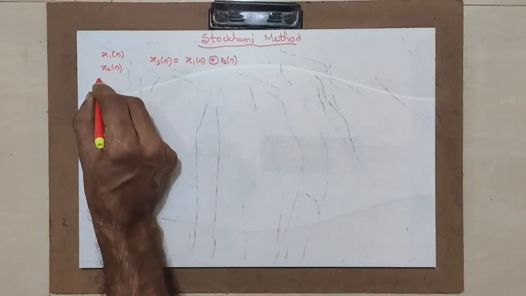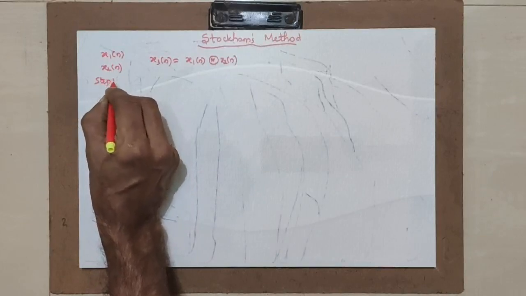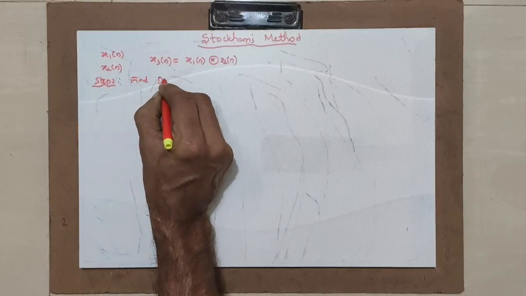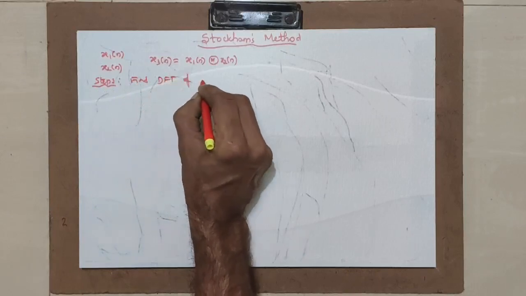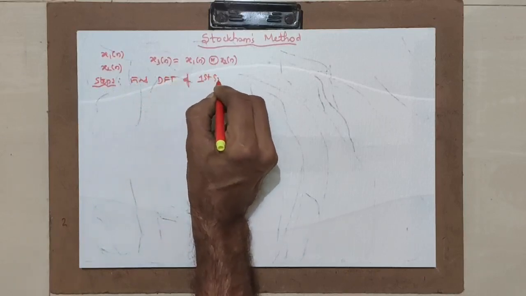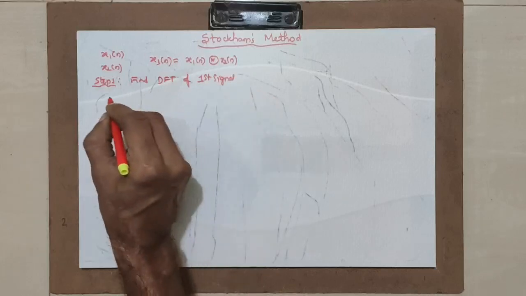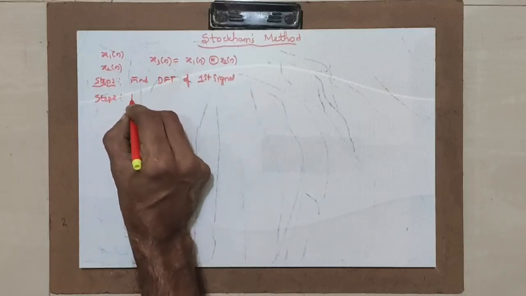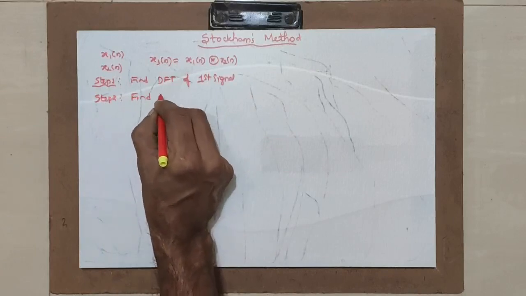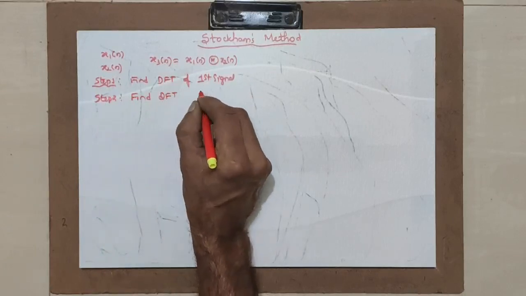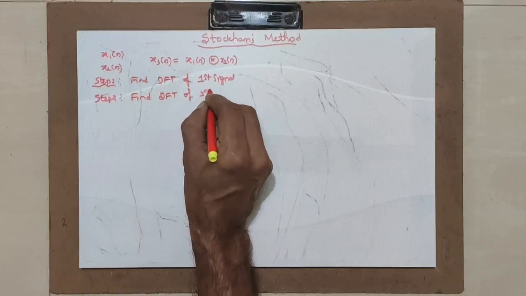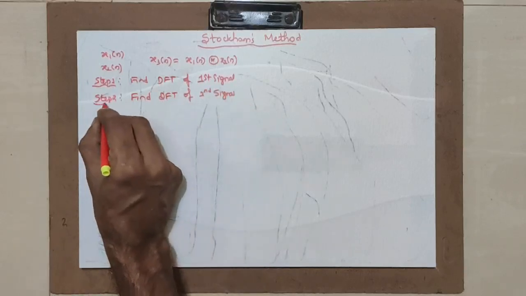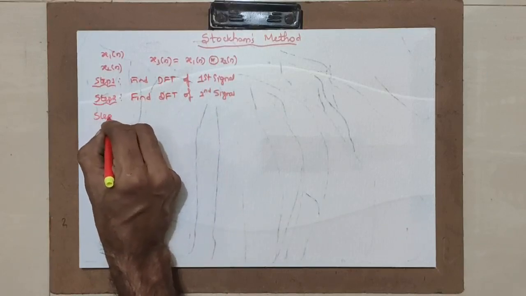That is step 1. Find DFT of first signal. Step 2. Find discrete Fourier transform DFT of second signal. Step 3.